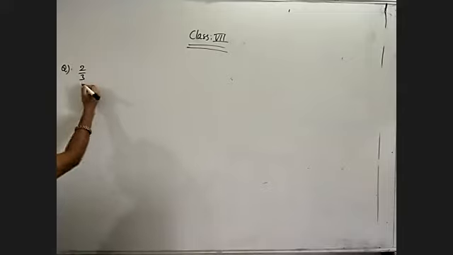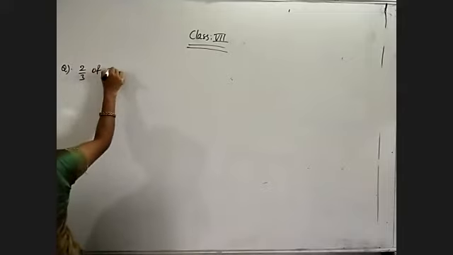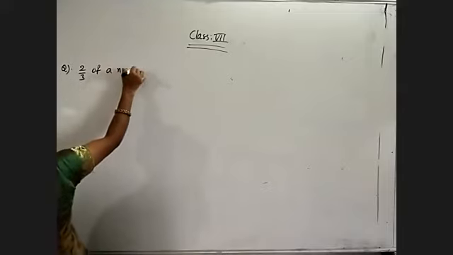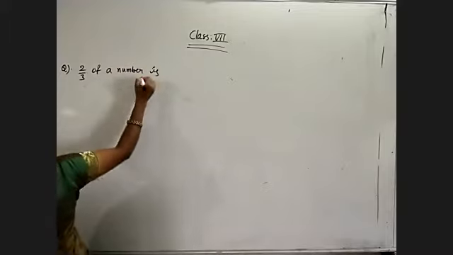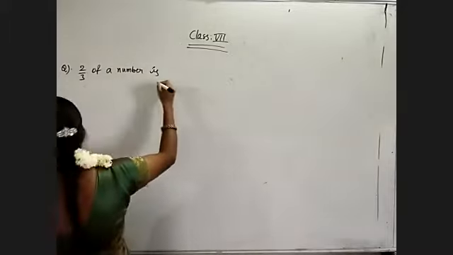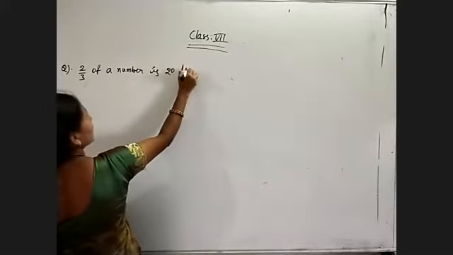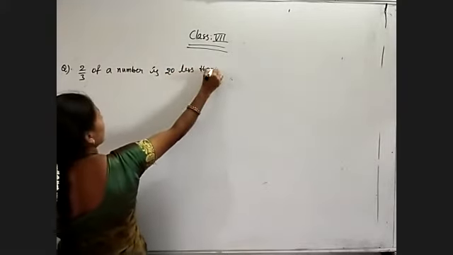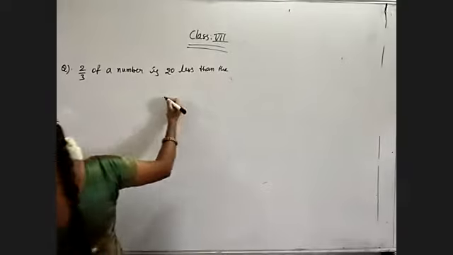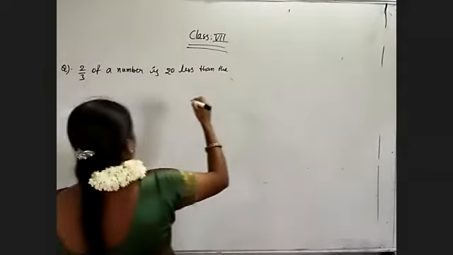Two-thirds of a number is 20 less than the original number.